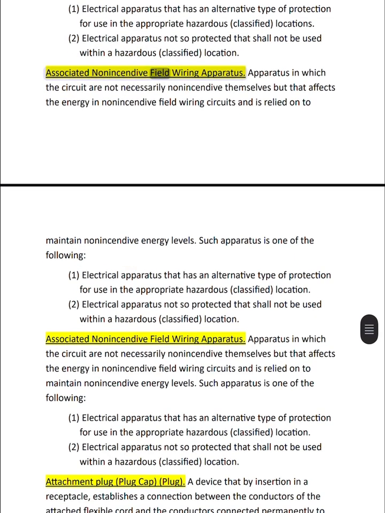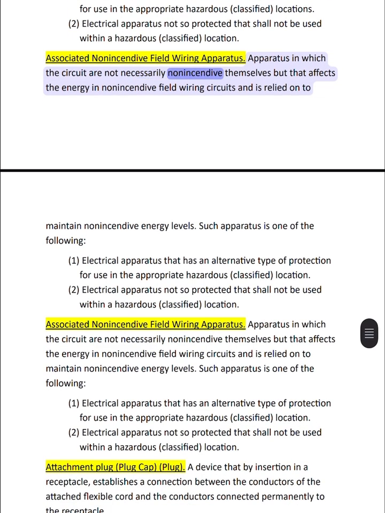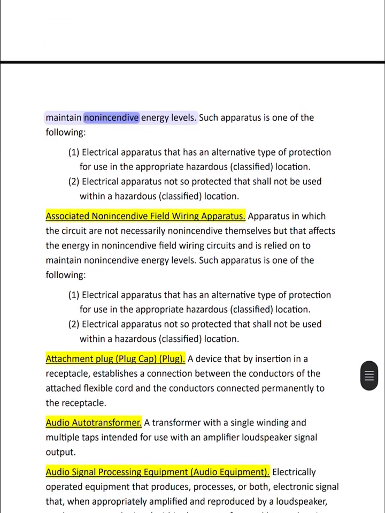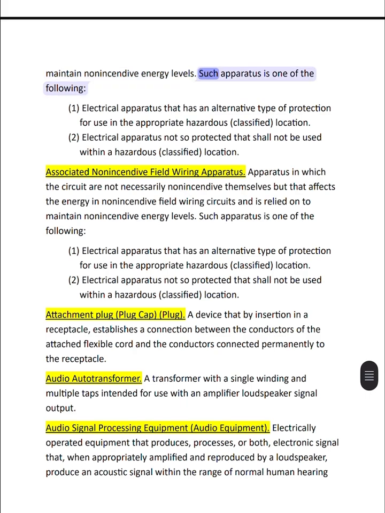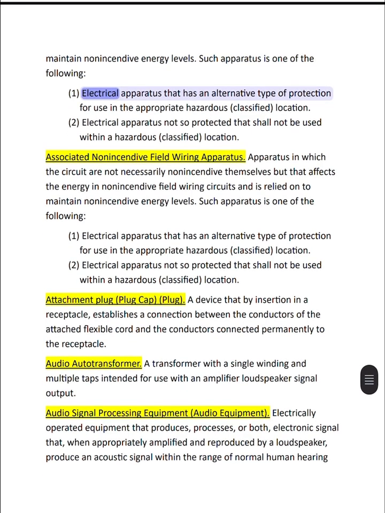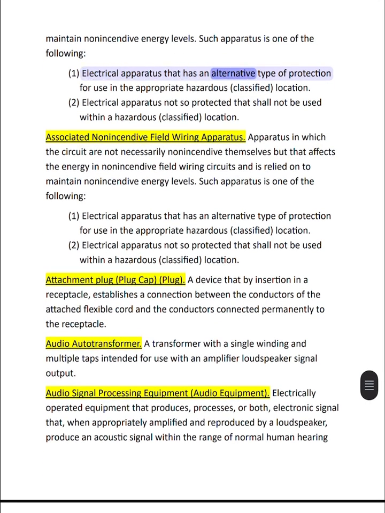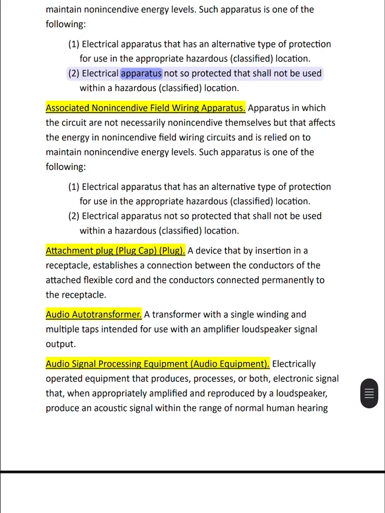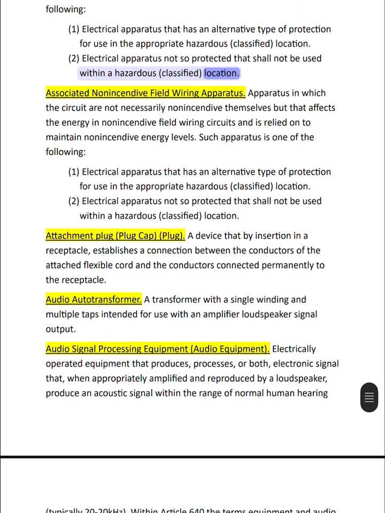Associated nonincendive field wiring apparatus: apparatus in which the circuits are not necessarily nonincendive themselves but that affects the energy in nonincendive field wiring circuits and is relied on to maintain nonincendive energy levels. Such apparatus is one of the following. 1. Electrical apparatus that has an alternative type of protection for use in the appropriate hazardous classified location. 2. Electrical apparatus not so protected that shall not be used within a hazardous classified location.